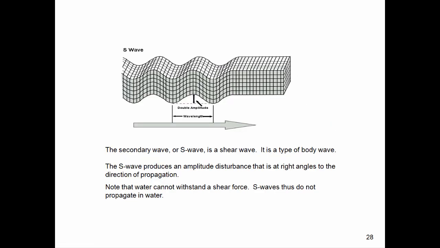Then the S wave or shear wave, or S could be for secondary wave. It's another type of body wave, and in this case, you see that the displacement is occurring perpendicular to the direction of propagation. So the S wave produces an amplitude disturbance that is at right angles to the direction of propagation. Now, water cannot support a shear force, and this is a shearing action. So S waves do not propagate through water.